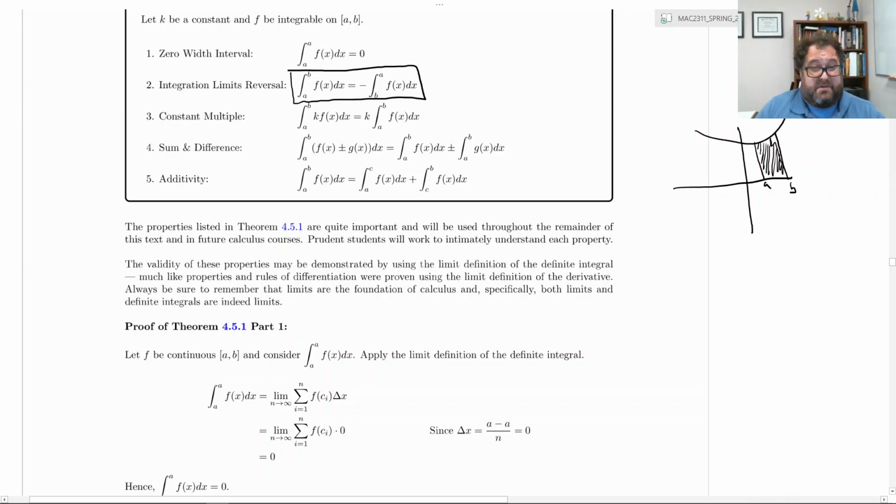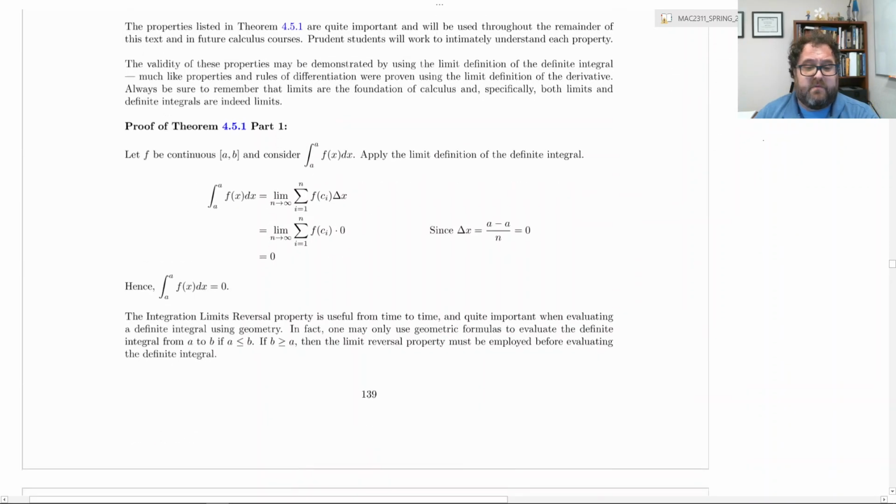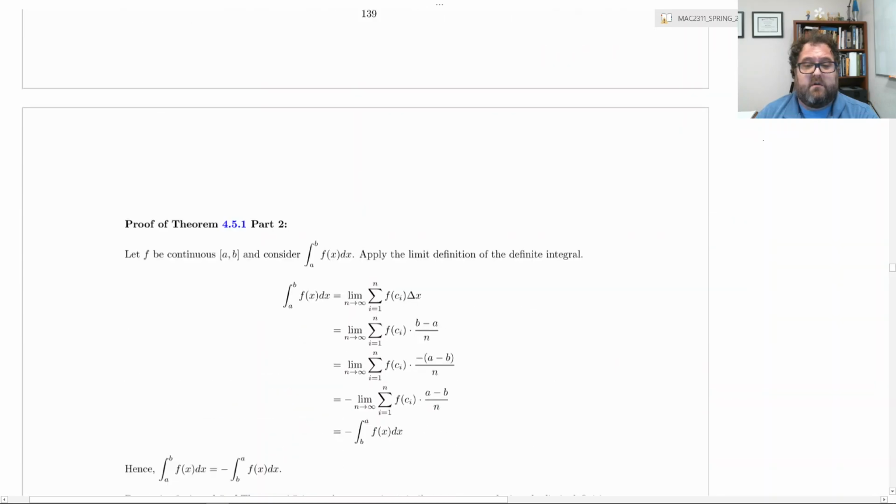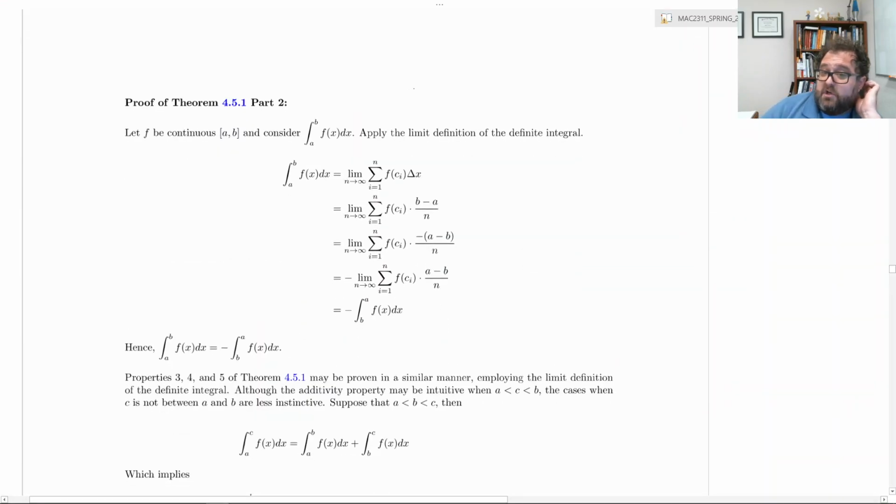Now I can show you why this is true from the limit definition of the definite integral. Let's take a look. We start with the definite integral from a to b of f of x dx. We know what the limit definition says: you take the limit as n goes to infinity of an appropriate Riemann sum, where delta x is b minus a over n. That's the only thing I did in the next line.